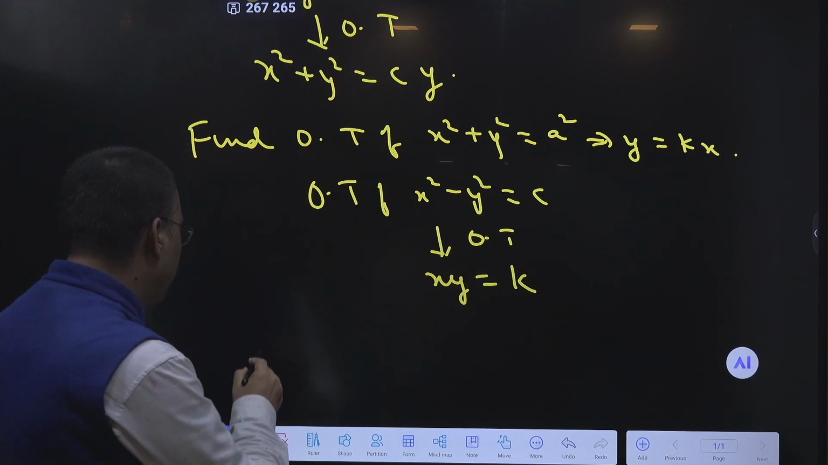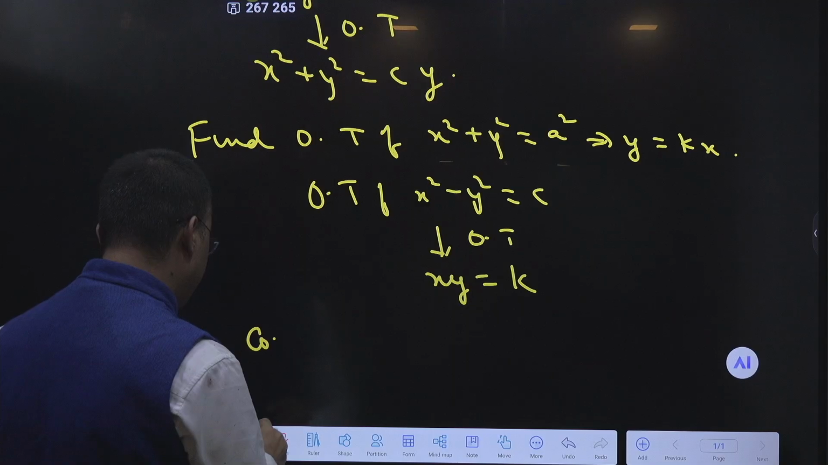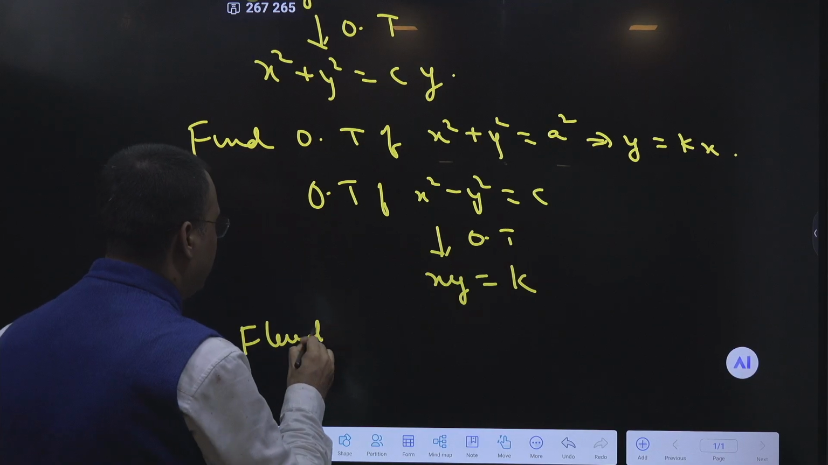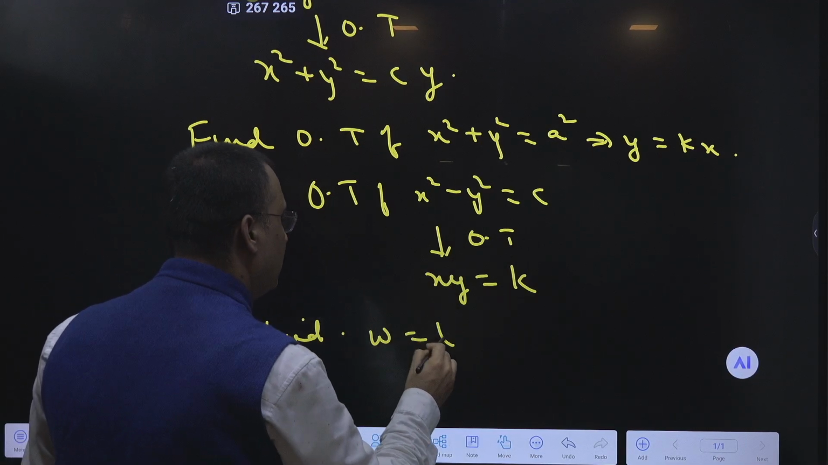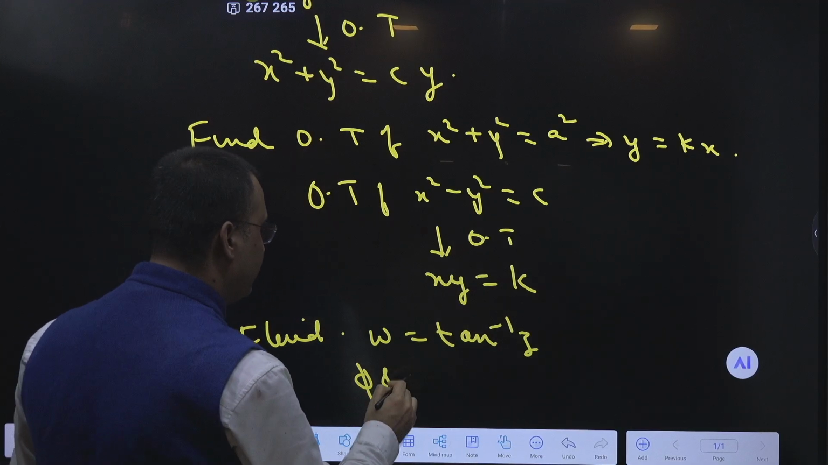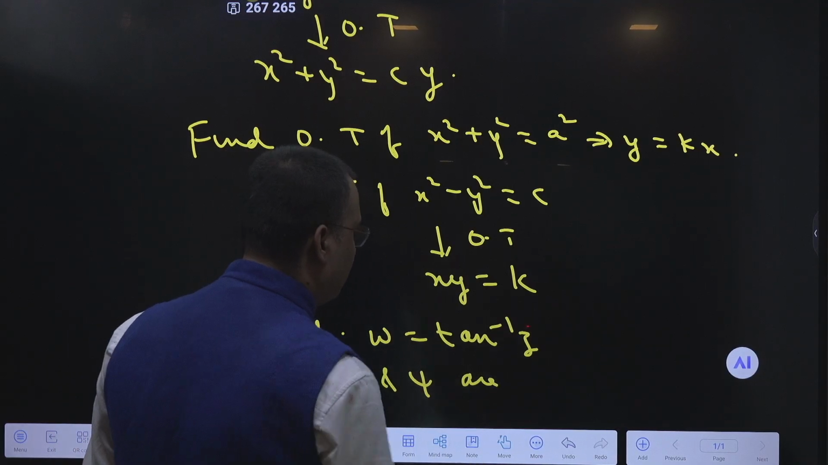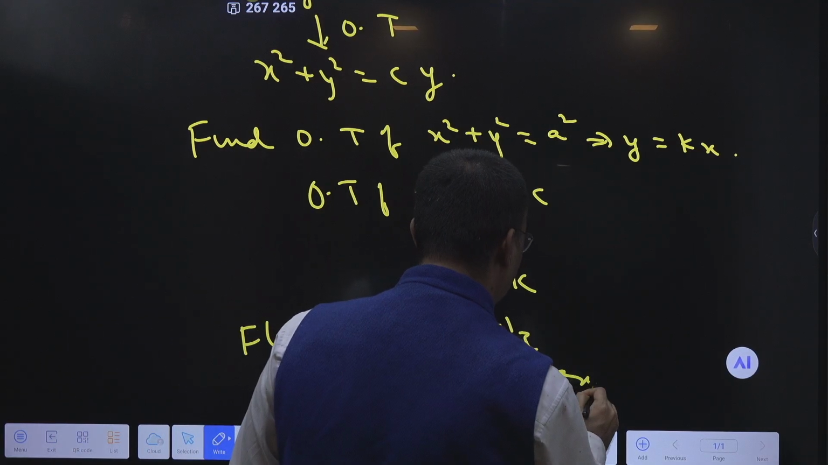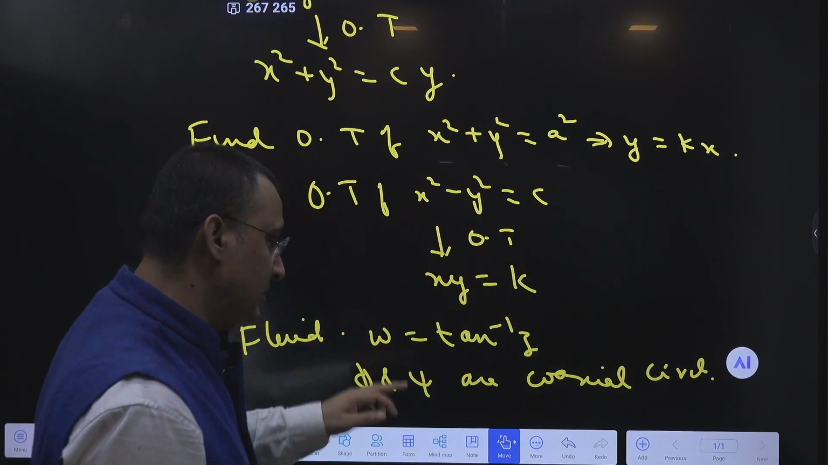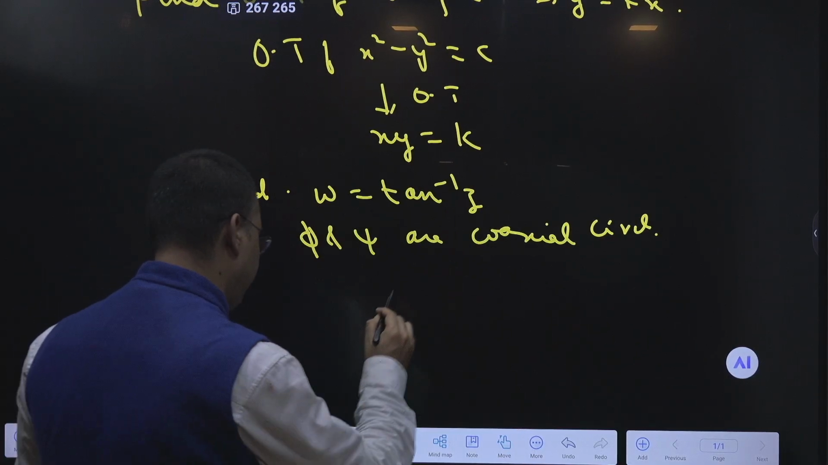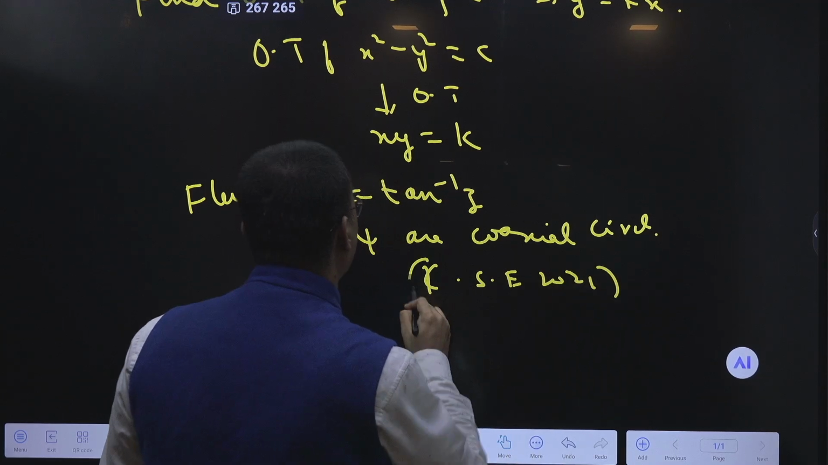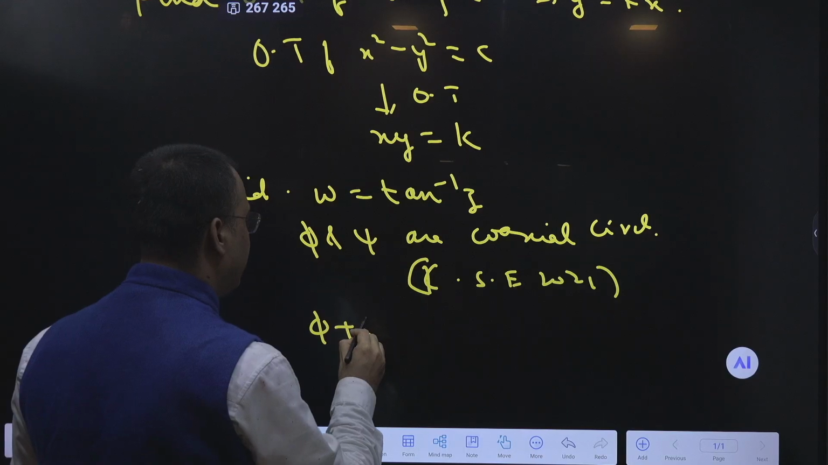Now how do I correlate this with complex analysis and fluid dynamics? In fluid dynamics they have given w is equal to tan inverse z, and we have to show that phi and psi are coaxial circles. Coaxial circles. So they are the name of the one and the same. This is asked in IFoS 2000 and Civil Services 2021. So this is written as phi plus i psi.